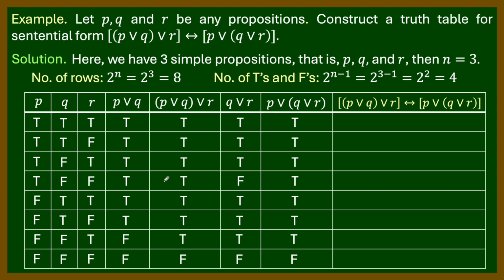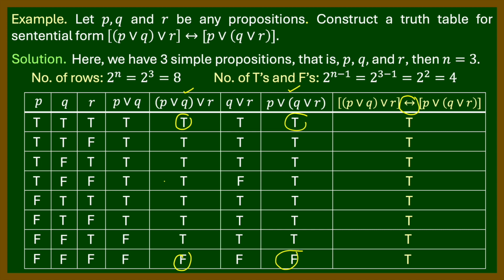Now, for the last column, this is the combination of this column and this column. Observe that we have a biconditional form. So, we all know that in biconditional form, it is true if both the antecedent and conclusion parts are true or both are false. As you can see, T and T in biconditional form, that is true. F and F, that is also true.